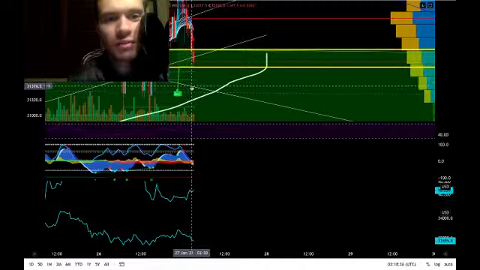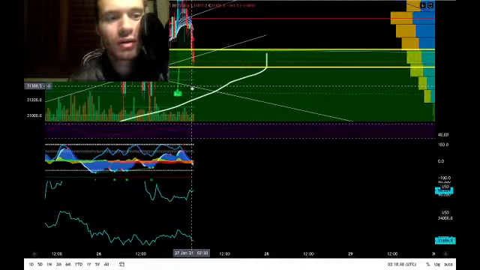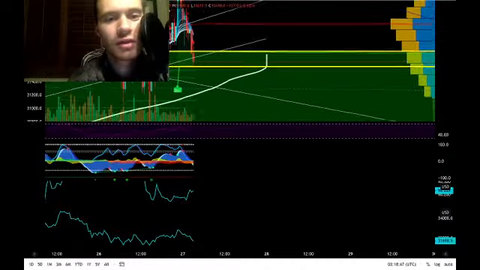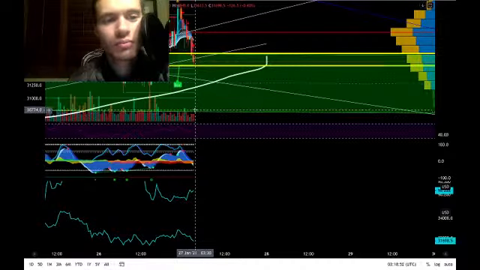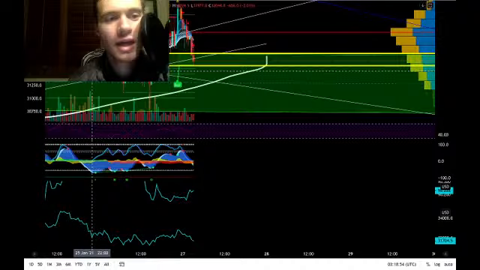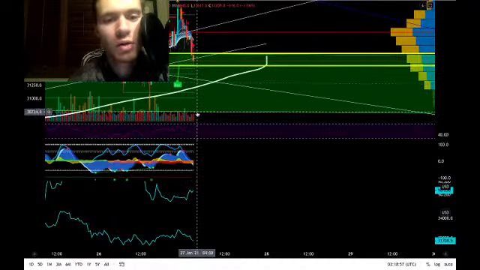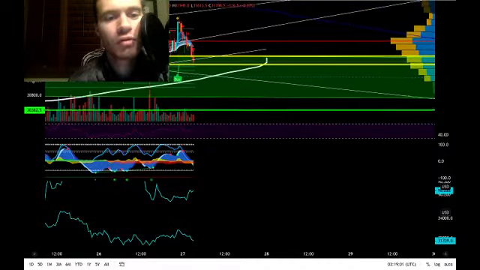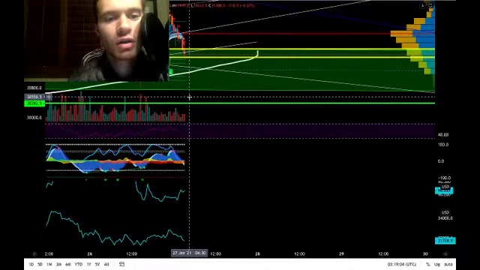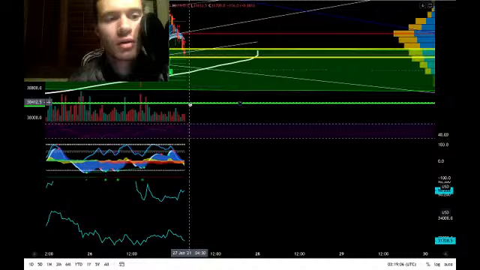But let's see. This would be potentially around 31,376, and then potentially this area around 30,800, and then slightly below it all the way to like 30,745, and then a major area right here at 30,000, essentially 400 and slightly below.